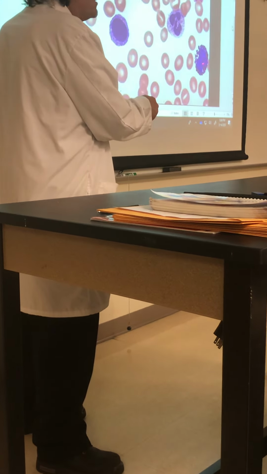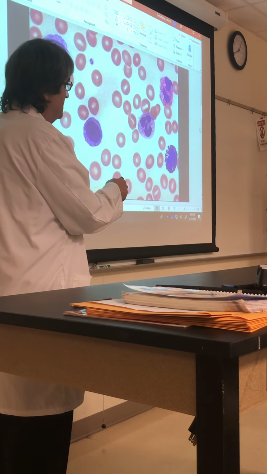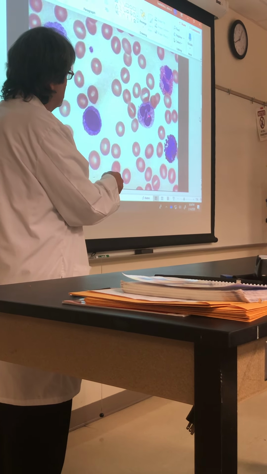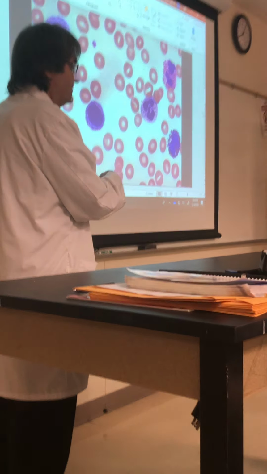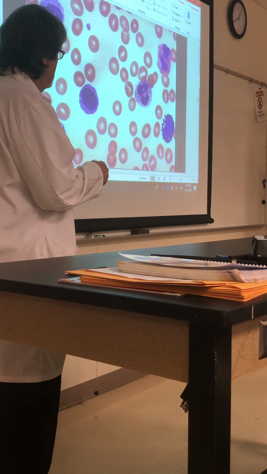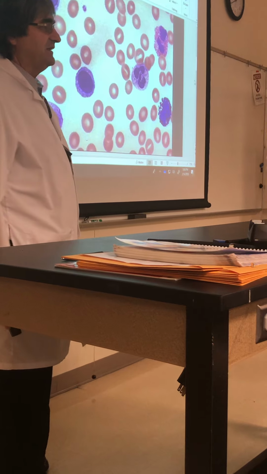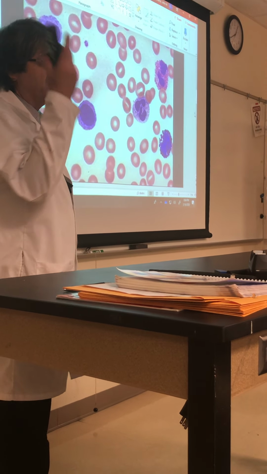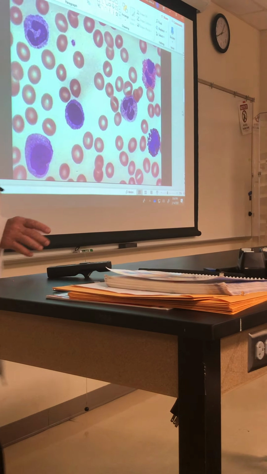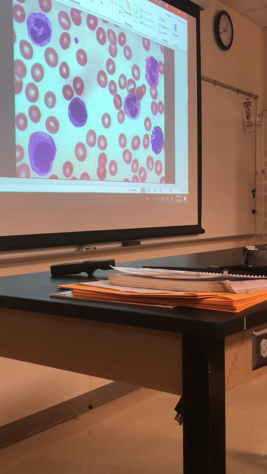What are they? Basophil, that's the one with the real dark staining granules. Eosinophil, with the red staining granules. These two are neutrophils. Lymphocyte, monocyte. Monocyte, lymphocyte, neutrophil, eosinophil, basophil. I'll put pins in two of them, and you just need to tell me which one it is. Next one, that was slide 3.